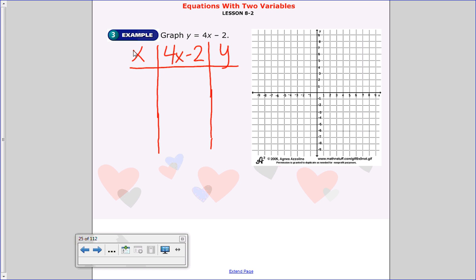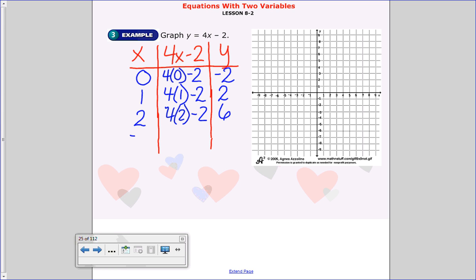So what I have to do now is choose some values for x to put in, because that's what my function is. I have to figure out what can I put in for x that some number is going to pop out for y. I'm going to start with 0. So if I do 4 times 0 minus 2, well, 4 times 0 is 0, so I'm left with negative 2. Then I could do 1. 4 times 1 minus 2, well, 4 times 1 is 4. Take 2 away, that is 2. I could do 2. 4 times 2 minus 2, well, 4 times 2 is 8, minus 2 is 6.